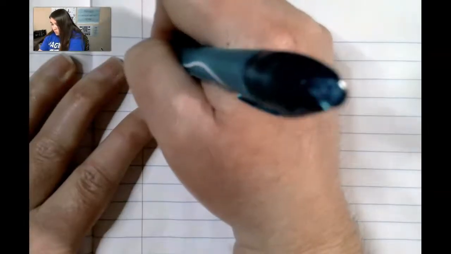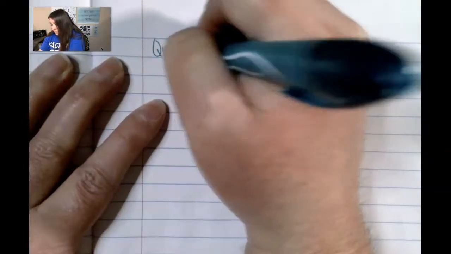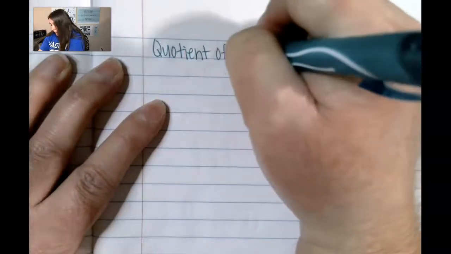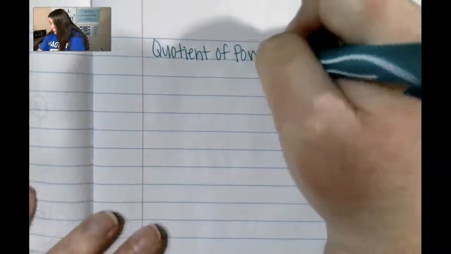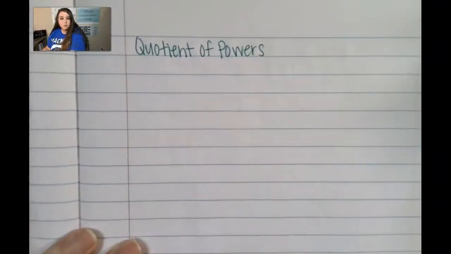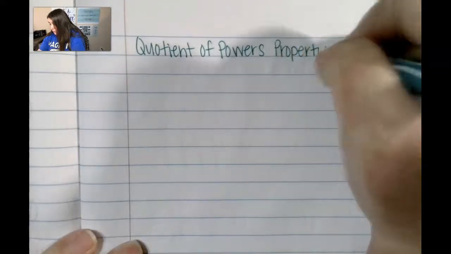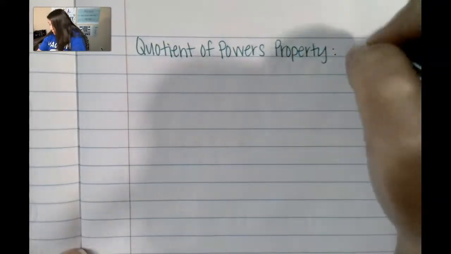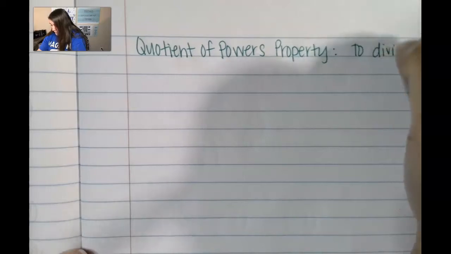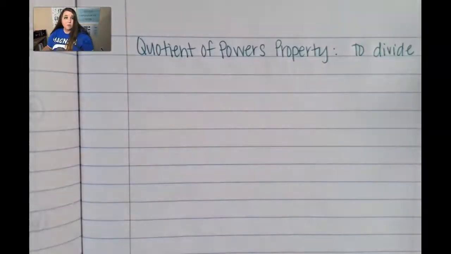All right, so let's talk about our rule or our property that we've been working with. So the rule that we're looking at today is called the quotient of powers property. Quotient, we know quotient means to divide. Quotient of powers, powers we know are numbers raised to an exponent. So quotient of powers property. And that's like our rule, our math rule. And it says that to divide powers with the same base, you just subtract their exponents.